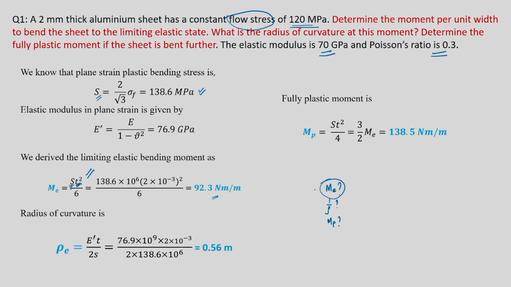So, this has been found out now. Next, we need to get 1 by rho at this particular stage. We already derived the equation E dash into T by 2S, which gives the radius of curvature. So it is rho E, because it is a limiting case. So, rho E is nothing but E dash T by 2S.